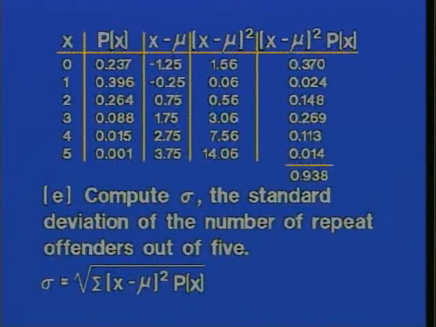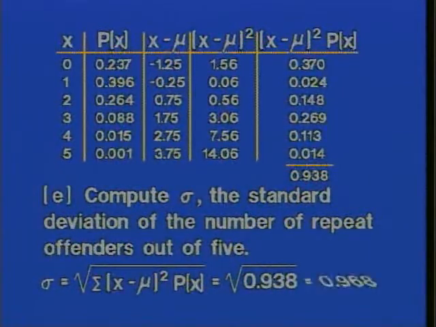Adding them, we have the number that appears under the radical, and then the square root of 0.938 is 0.968, and that is our standard deviation for the number of repeat offenders out of 5.